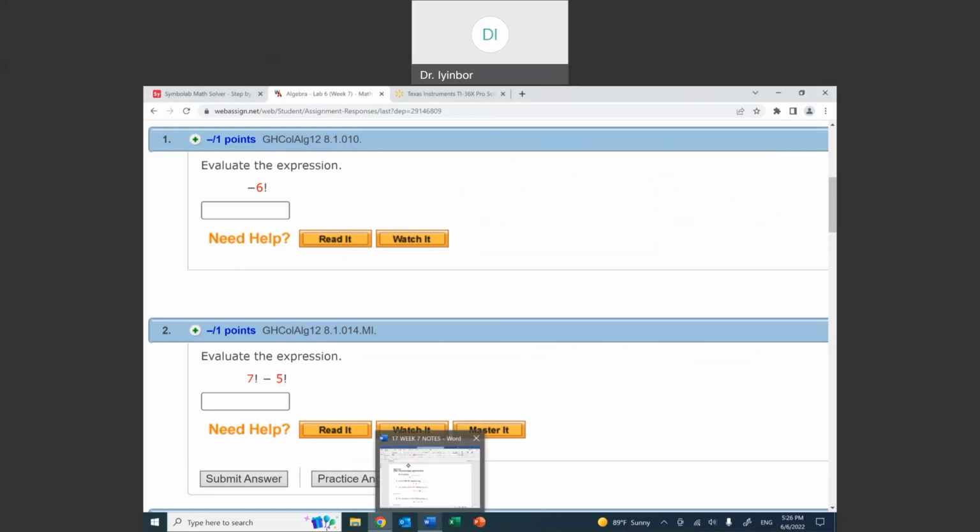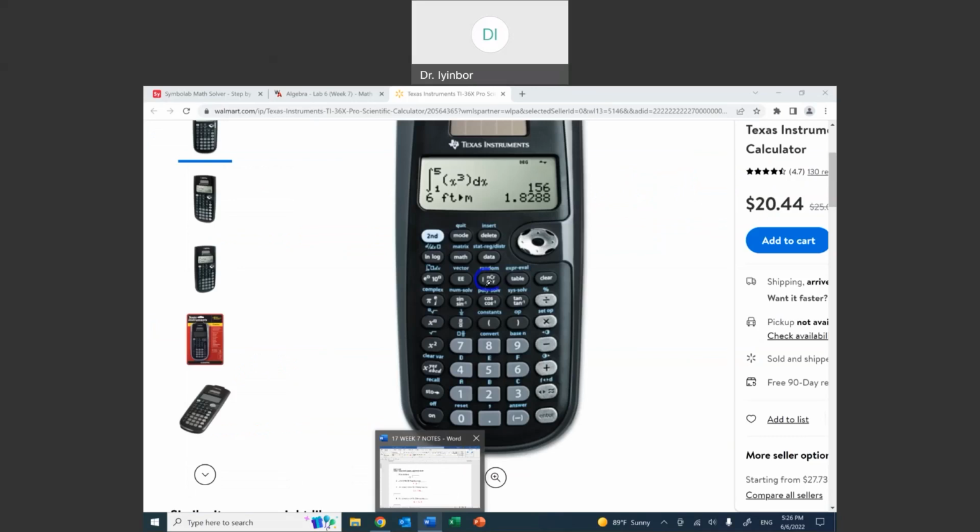Having your calculator, the factorial key is right in here. This is factorial. For example, if I want to do -6 factorial, that's exactly what you need to press. Press the negative key down here, because it's a negative symbol, and then click 6 and then factorial. When you press enter, it's going to give you the answer. That's how you do it with your calculator.